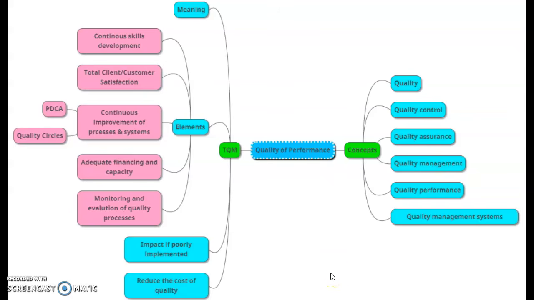It's also important that you are able to explain and discuss the advantages and benefits of having a good quality management system in place. You'll also need to discuss how the quality of performance can contribute to the success or the failure of each business function.